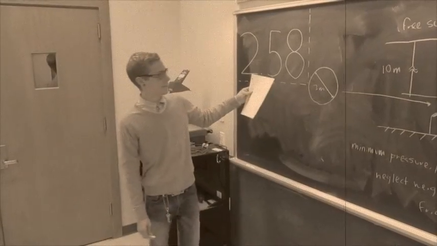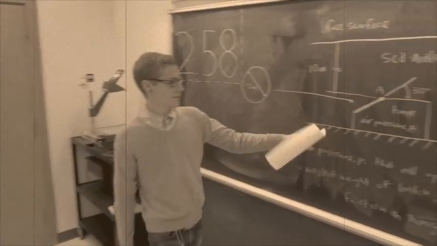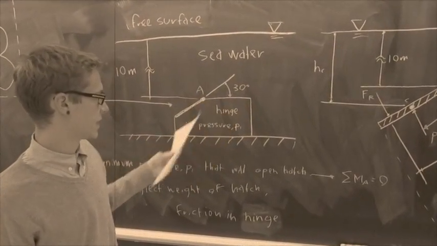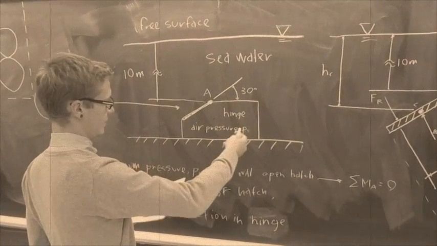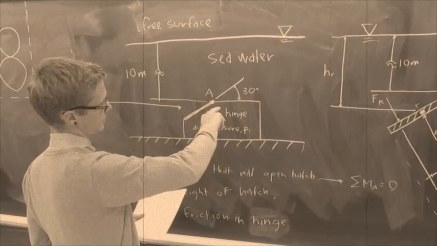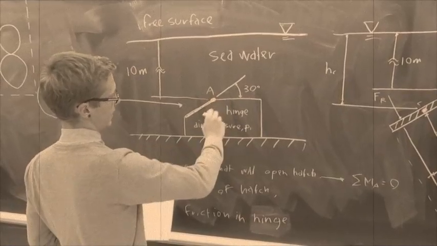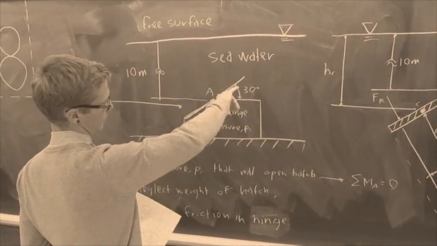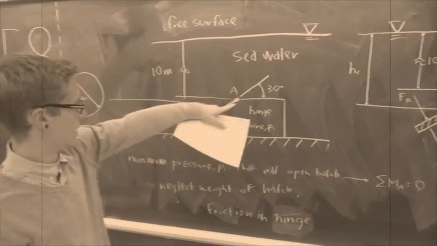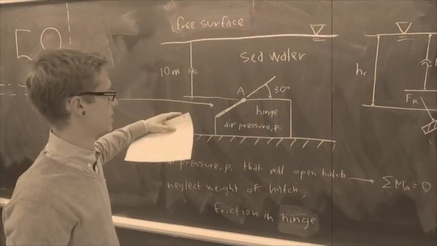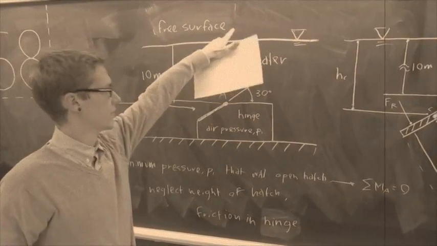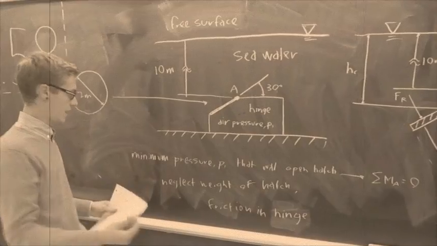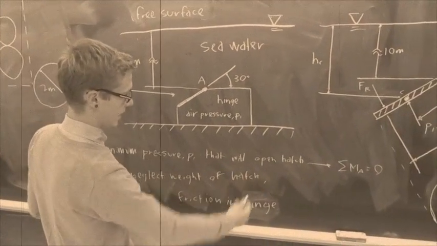Alright, so problem 2.58. You start off with this picture where you have basically a container in some liquid. It has a hinge. We'll call this point A, where the hinge is. It has a hatch that's oriented 30 degrees from the horizontal. As shown to the point where the hinge is, it's 10 meters. Above it you have seawater, the free surface, and then inside here you have air pressure. What they want you to figure out is the minimum pressure P1 that will open the hatch.